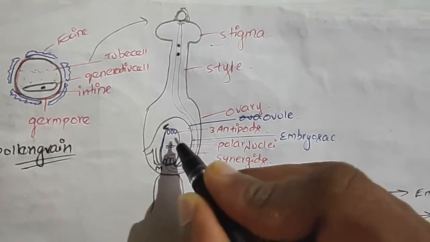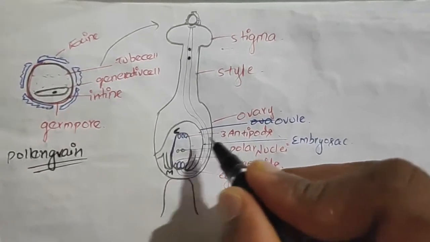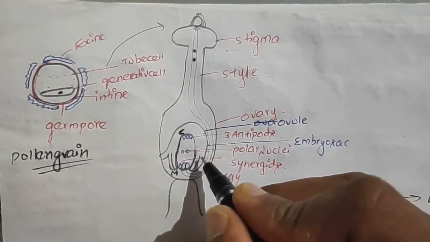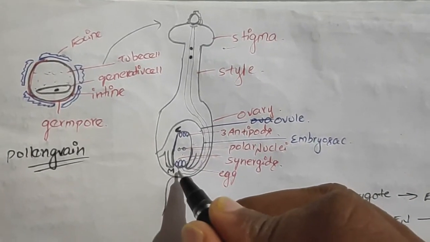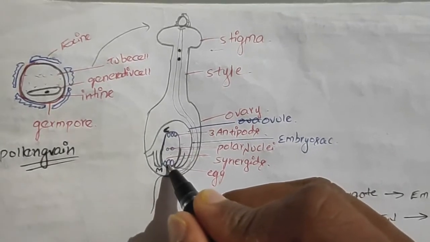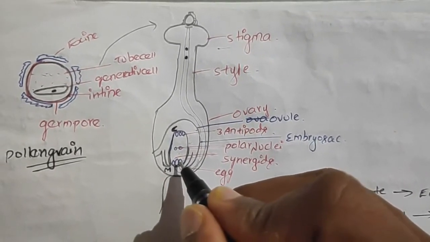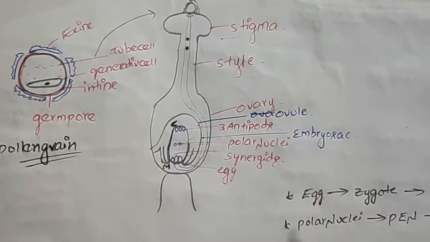In the embryo sac, towards the chalaza end, we will see three antipode cells, and in the middle there are two polar nuclei, and towards the micropyle end there is one large central cell known as the egg, and beside this egg there are two cells known as the synergids.